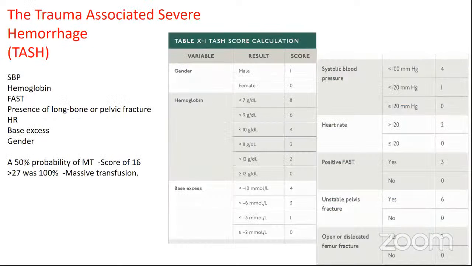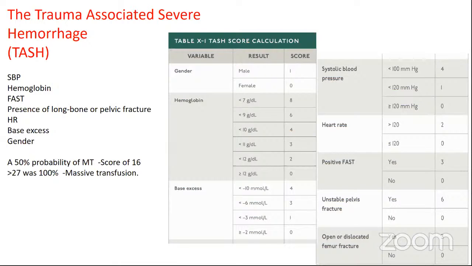Another one, again in severe hemorrhage, to decide upon the transfusion or massive transfusion of the patient, is the TASH score, or the trauma associated severe hemorrhage score. The variables under the TASH score are systolic blood pressure, hemoglobin, FAST, presence of long bone or pelvic fracture, heart rate, base excess or base deficit, and gender of the patient. How we calculate the TASH score is clearly seen in this table.